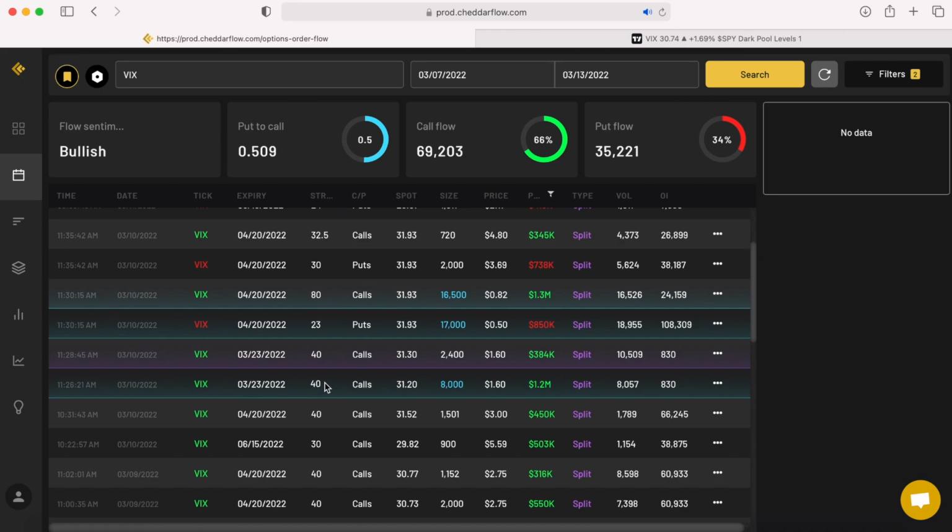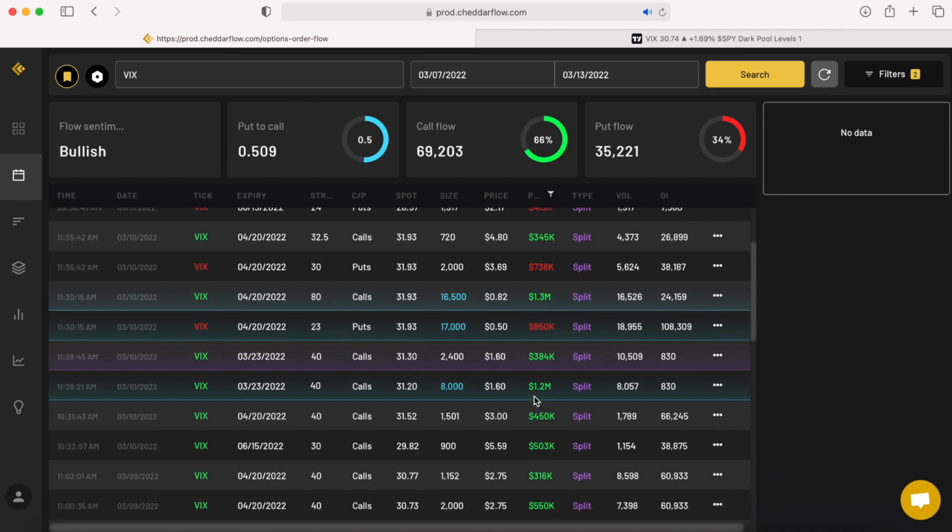Also, we have another 40 call right here. This one is also far out of the money. Not quite as far as the 80 calls were, but it still is far out of the money, and it's for 3/23, so that is coming up within the next week roughly. So these are very, very bearish prints for the market, bullish prints for VIX, because remember, they are inversely correlated to an extent. But these two caught my eye big time.